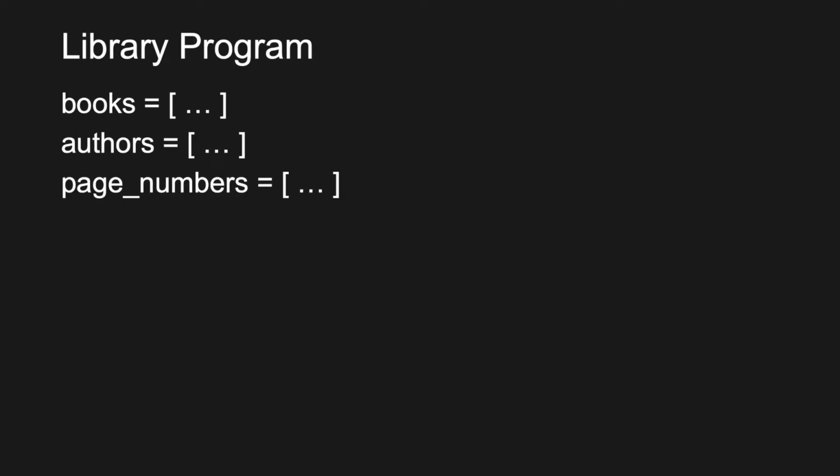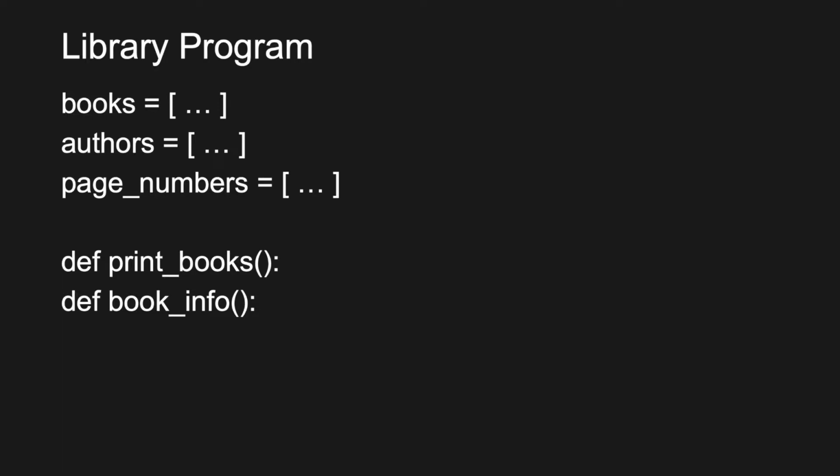But first, let's look at what's wrong with the programs we're already making. Let's say you want to make a program that simulates a library. You have lists with the books, their authors, and other information like number of pages. Then you have some functions that operate on those values. You might have one that prints out all of the names of the books, one that prints out the full information for a book, and one that lets a user check out a book.